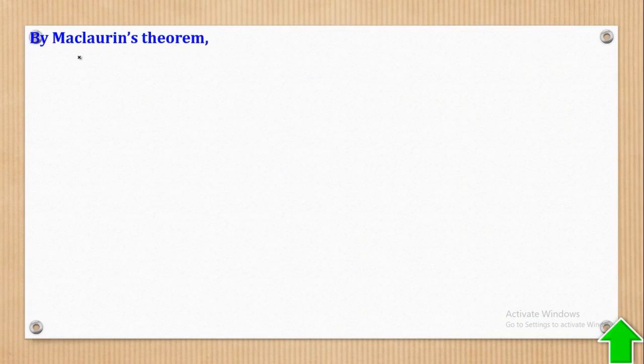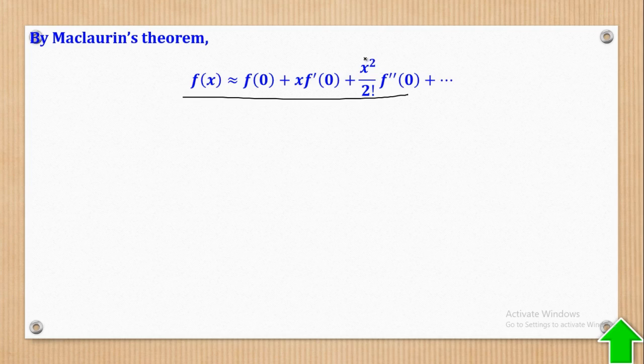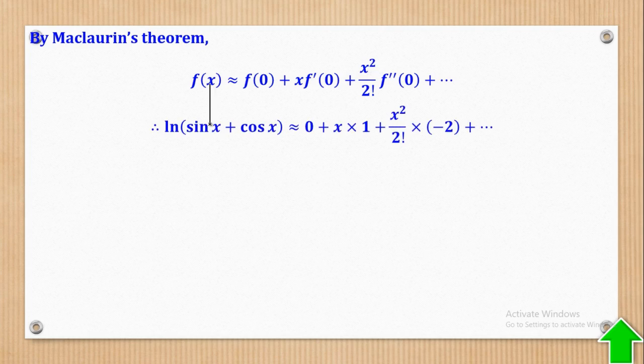So I'll come and say that by Maclaurin's theorem, f(x) is equal to that. We are solving up to x squared because that's what they told us in the question. So I'll come and substitute. f(x) is the ln(sin x plus cos x). And this f(0) was 0, this one was 1, and this was negative 2. Simplify, we'll come up with that, and that will be the answer.